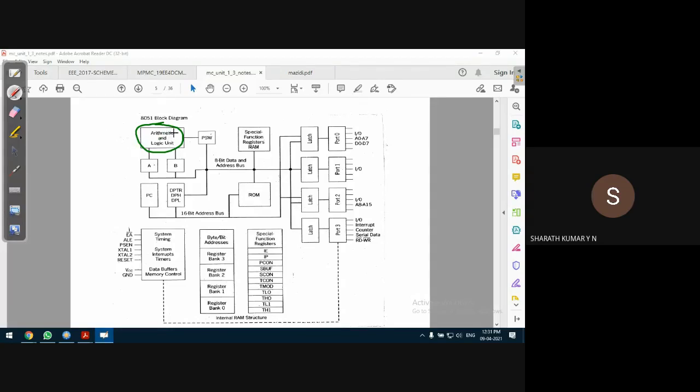Now, for this to perform some operation, the data should be stored somewhere. Without data, it cannot perform any operation. Those data are stored in 8-bit registers.